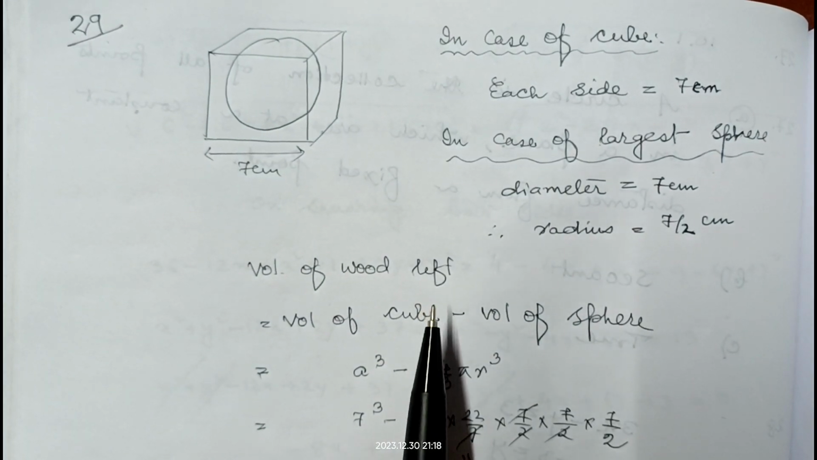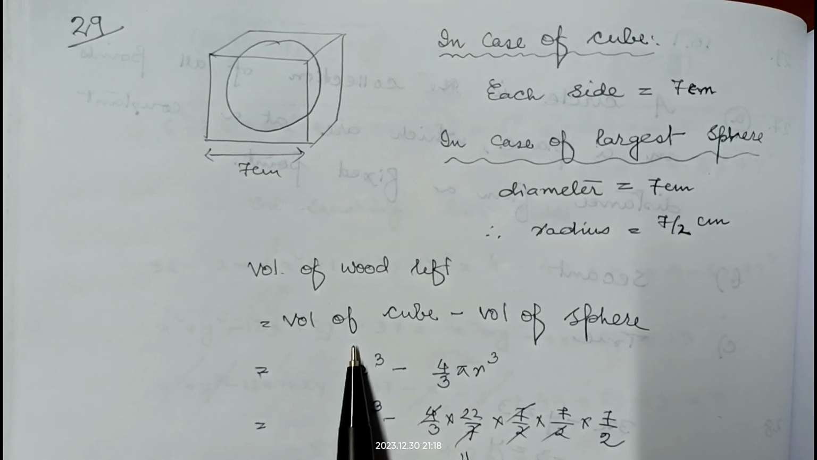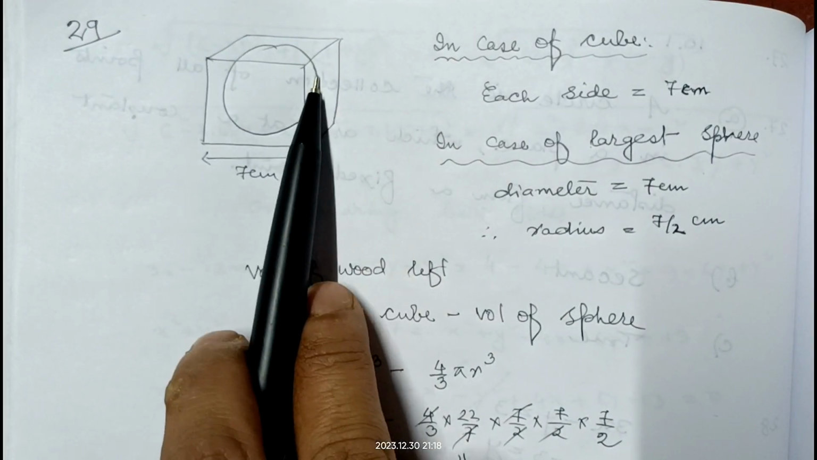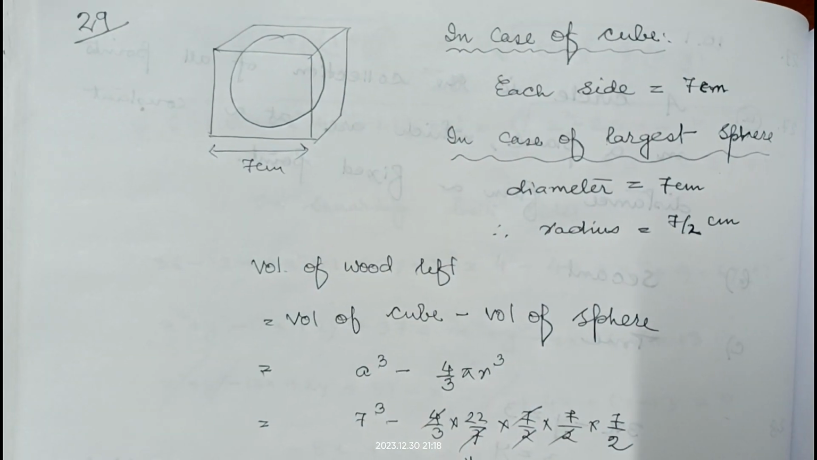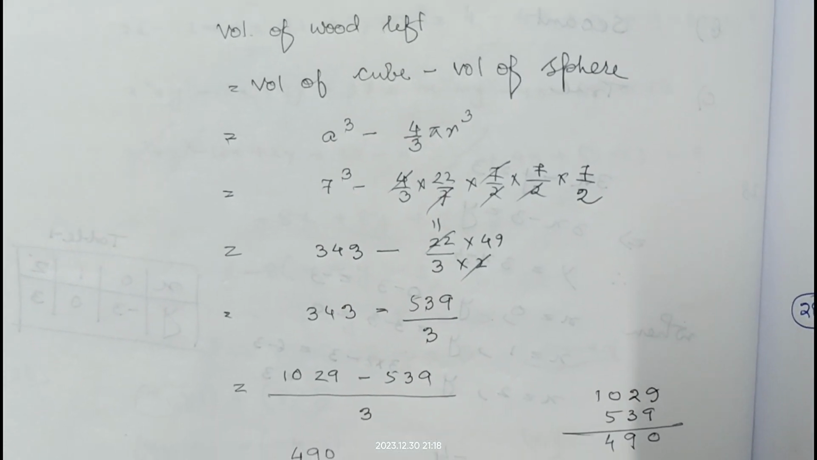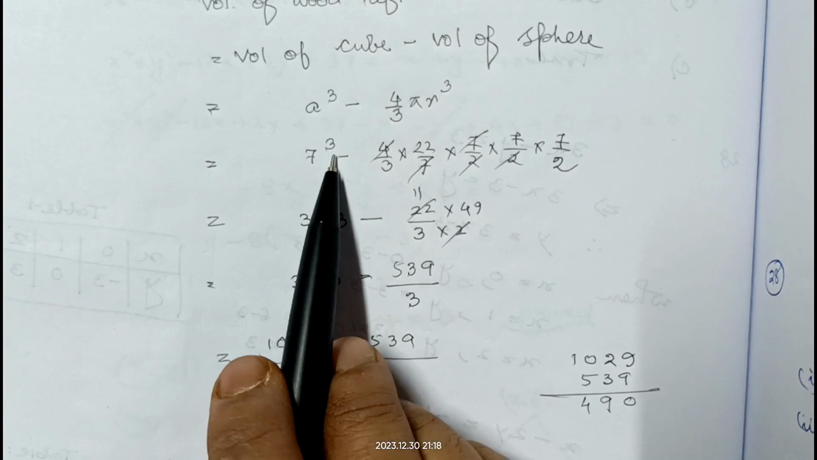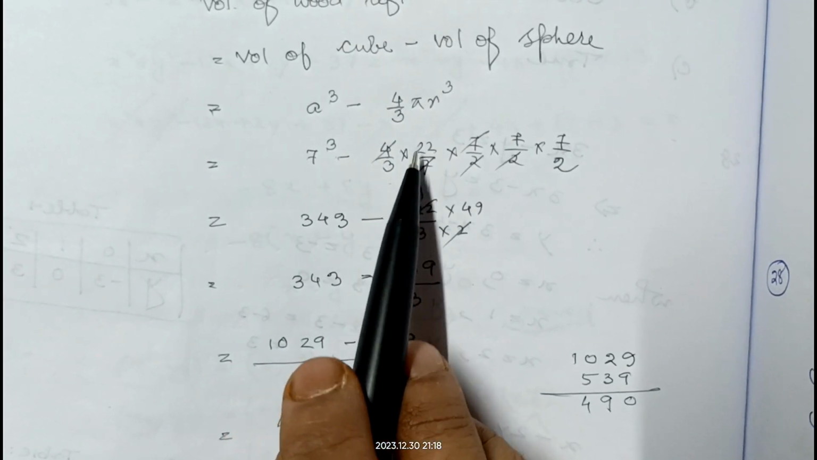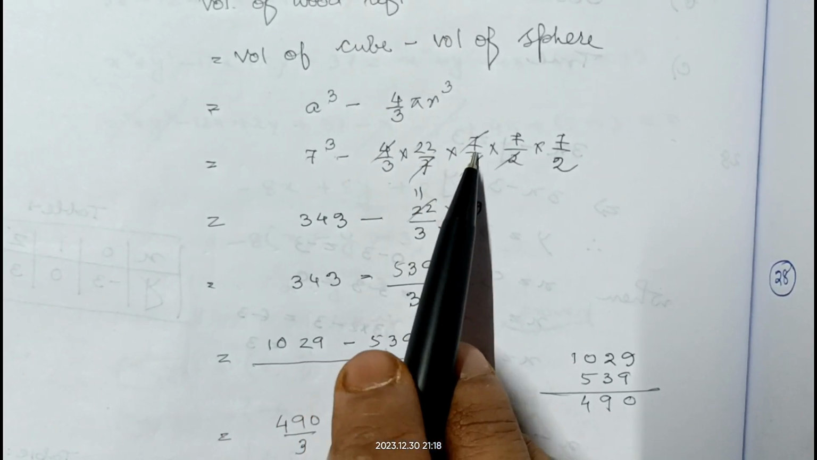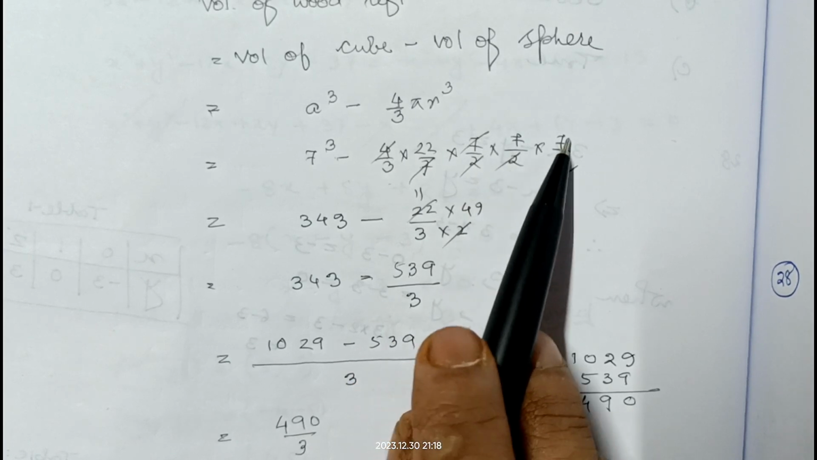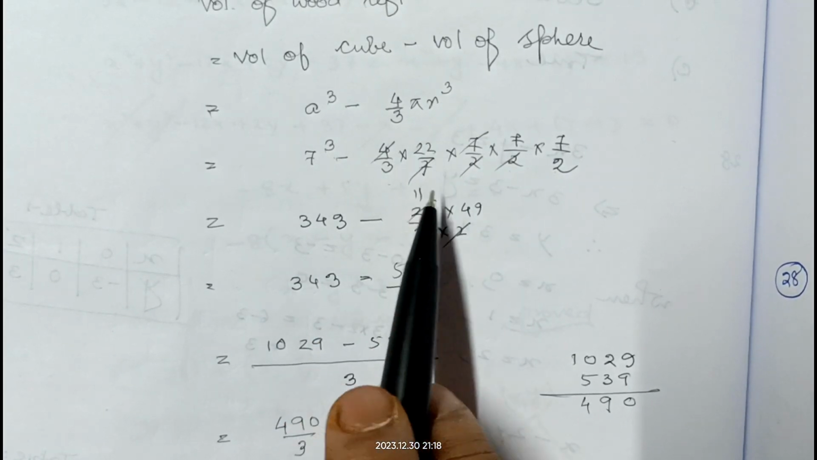Now volume of wood left. For volume of wood left, we have to use the formula volume of cube minus volume of the sphere. The volume of the cube is side cube, minus volume of sphere is 4 by 3 pi r cube. So 7 cube minus 4 by 3 pi is 22 by 7 into 7 by 2 into 7 by 2 into 7 by 2 because it is r cube.